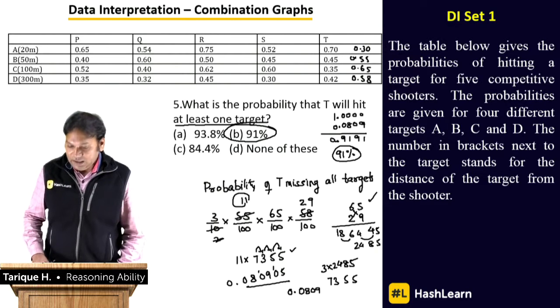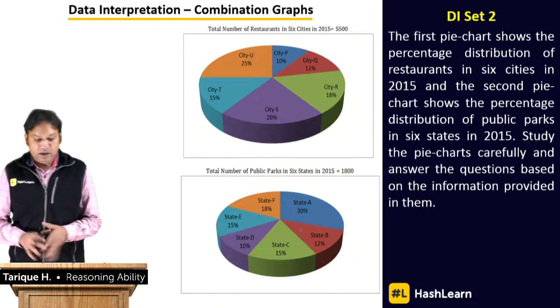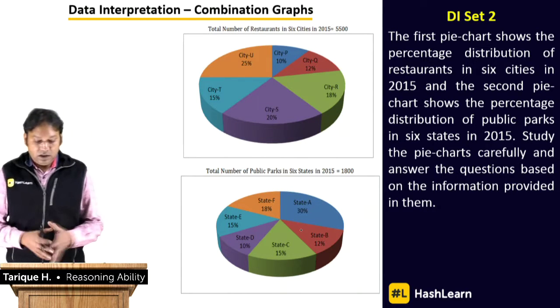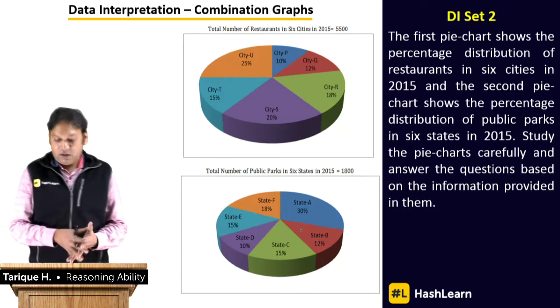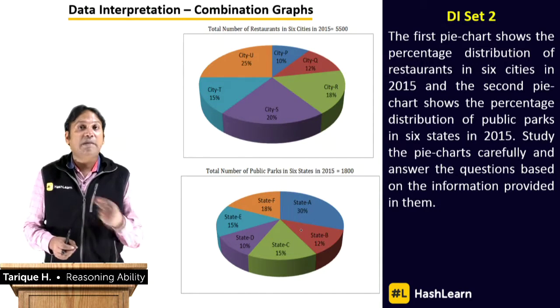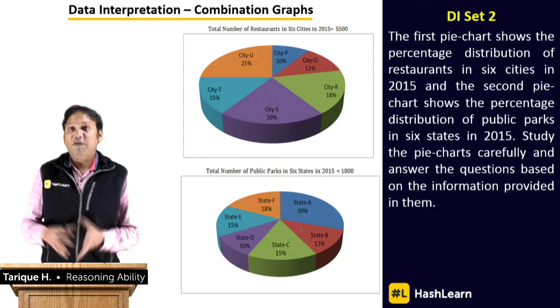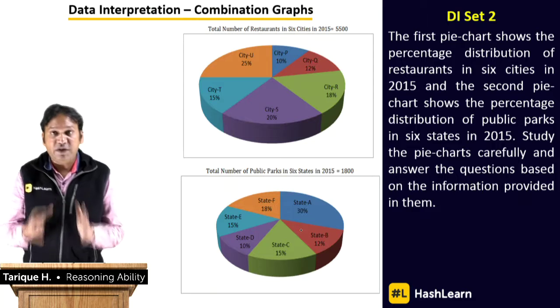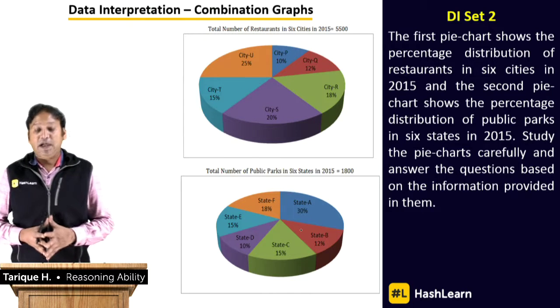Now what we'll do is look at DI set 2. This is a simple format. You have seen this question a number of times. So let's see what this question is all about and how we go about solving it. This is a typical question which has come before and can come again. So if you have 2 or 3 sets of data interpretation in your examination, students, you can definitely see one set of double pie chart in the exam.